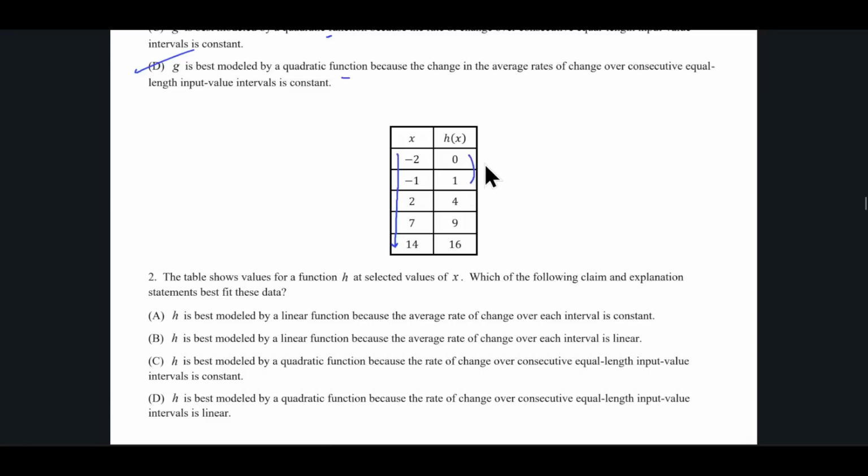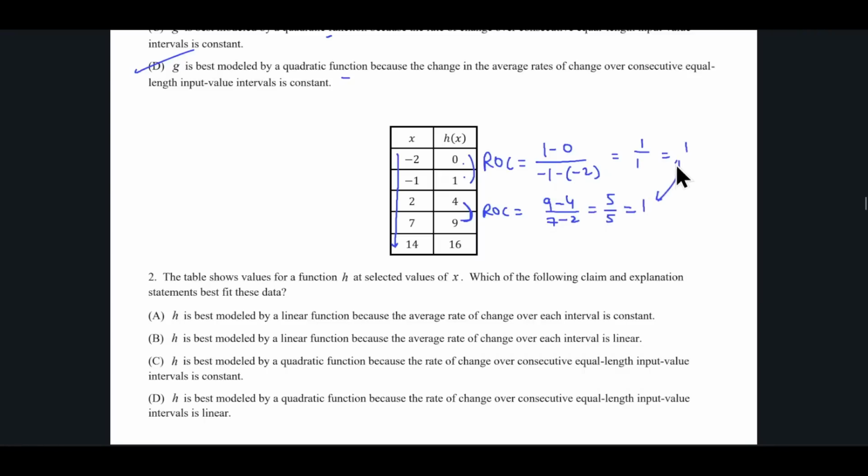So between the first two, the actual rate of change is going to be y2 minus y1 over x2 minus x1, which is just 1 over 1, which is just 1. And let's take these 2 points, where the ROC will be y2 minus y1 over x2 minus x1, which is 5 over 5, which is just 1.